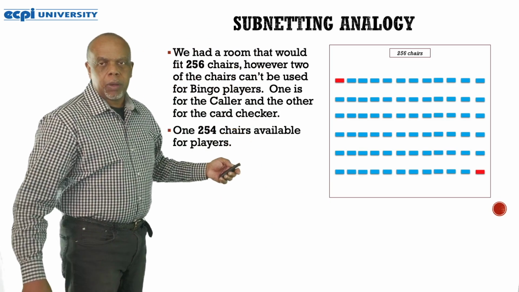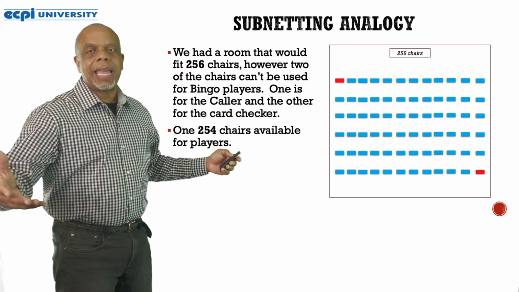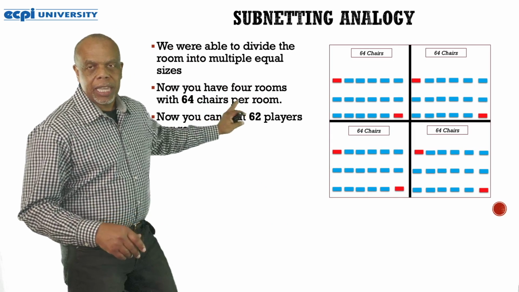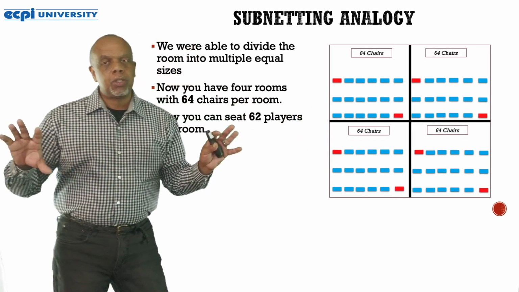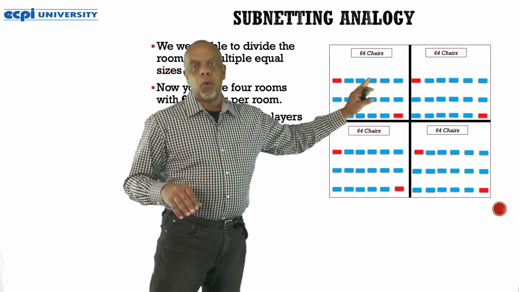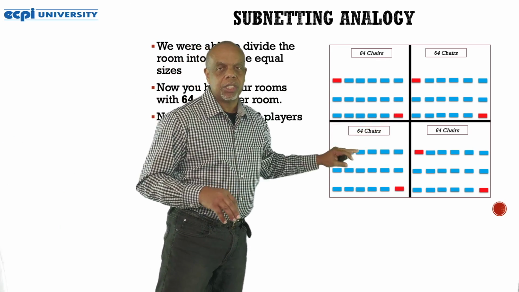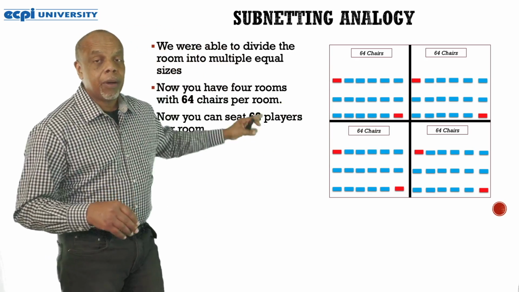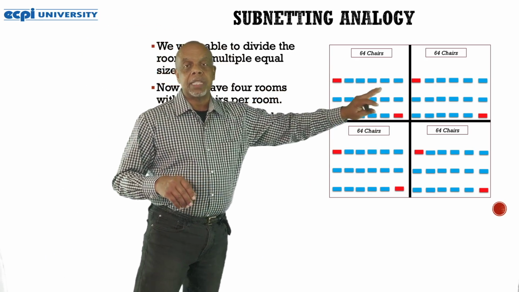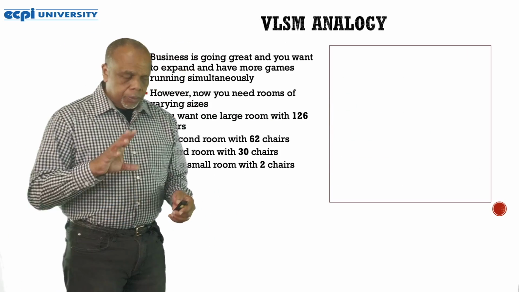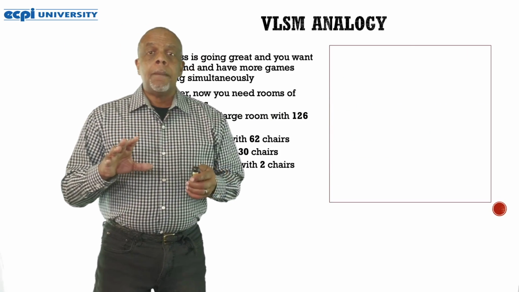So then we talked about, well, what if we wanted to have more games going at the same time, right? So we talked about subnetting, how now you could take that one room, you still only have 256 chairs, but we could divide it up into 4 different rooms just by doing some partitions, and have 4 rooms with 64 chairs each. However, you would only have 62 assignable because of that caller and the checker. And that was all well and good, right? But you see what it is.